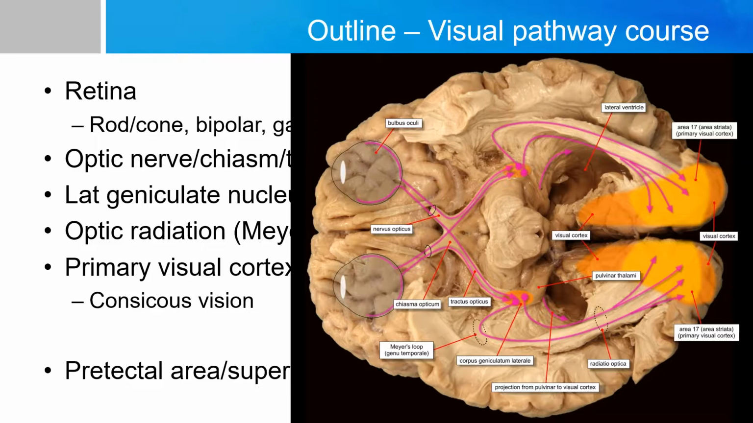There are other visual pathways that will not be covered in this video, and namely those are the pretectal area, which is responsible for the light reflexes, the superior colliculus, which is responsible for the eye movement reflexes, and the suprachiasmatic nucleus in the hypothalamus, which is responsible for the neuroendocrine function.